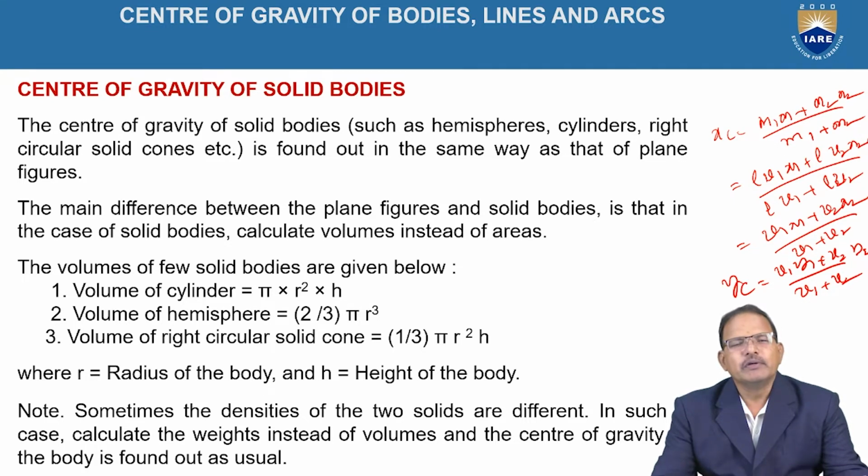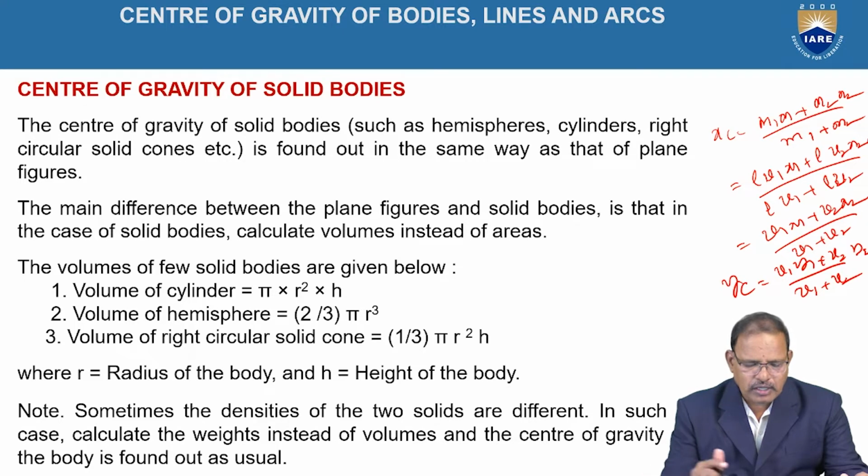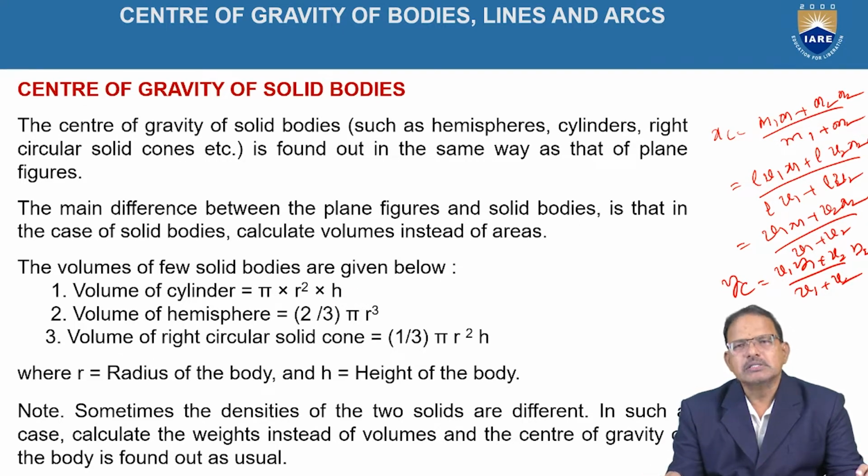Here for the composite figures, the object is divided into some regular segments such that each part may have the shape of a cylinder, hemisphere, or right circular cone. We know the volume of the cylinder is equal to pi r square h, where r is the radius of the base circle of the cylinder and h is the height of the cylinder.